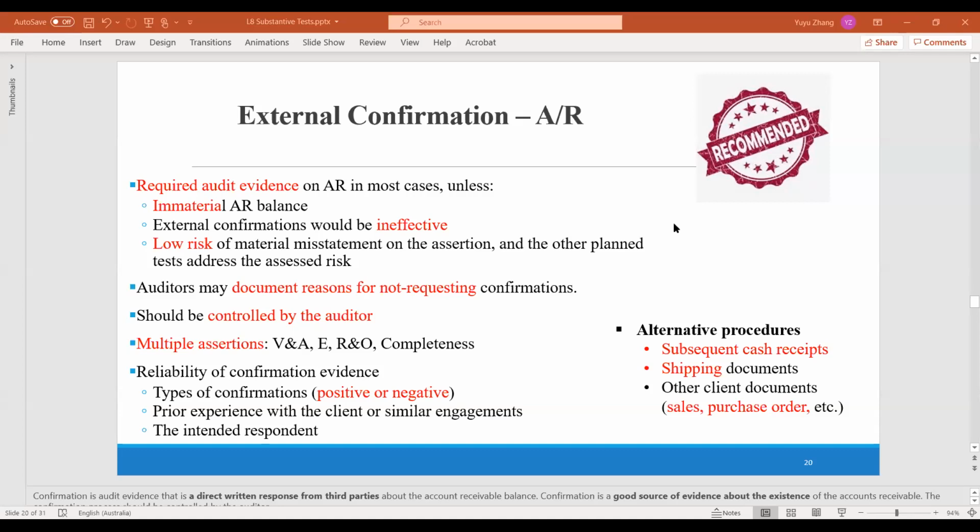On top of that, we use the strongest confirmation documents, because external confirmation documents seem to be the strongest documents for the existence and valuation of accounts receivable.